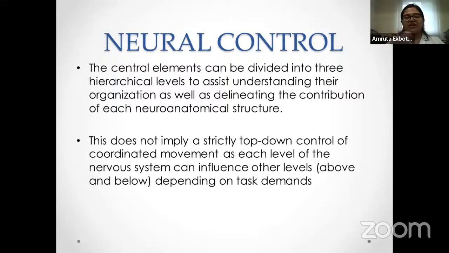Okay, each and every part of the nervous system involved in coordination has a distinct function, and if there is no synchronization between these central elements, coordinated movements cannot be carried out. So even though it is divided into three hierarchical levels, it does not imply a strictly top-down control of coordinated movement, as each level of the nervous system can influence other levels, either above or below, that is higher or lower, depending on the task demands.